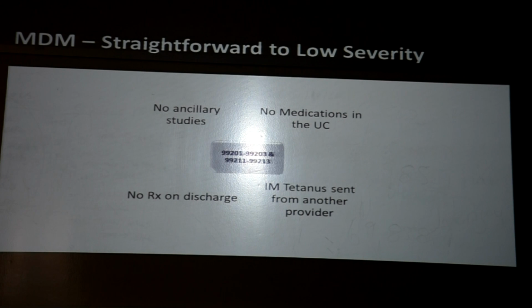Most of these in the urgent care setting, based on the workup that you're doing, and your past medical history, HPI that you've given us, most of these fall into that level 3, either 03 or 13, depending on the type of patient. So again, straightforward, low severity, no ancillaries, no meds are going to fall into this.